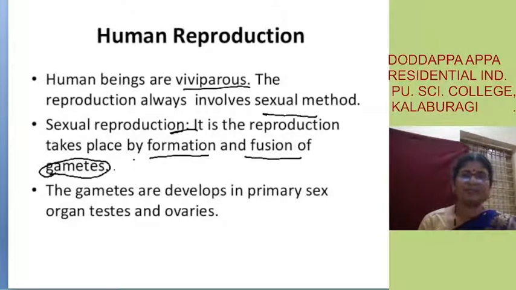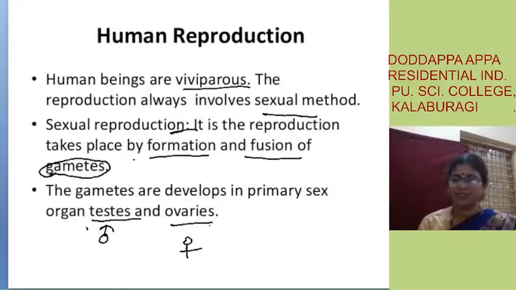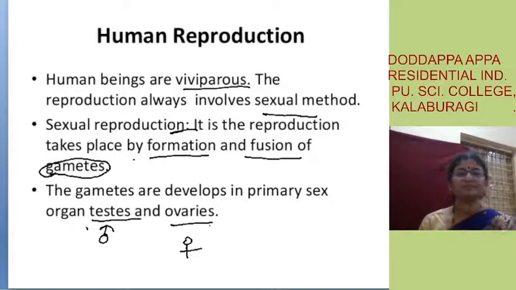They develop in primary sex organs like testes in the male. In the male, it is testis. How do you indicate male? With the arrow mark on the top. And ovaries in the female. Fine. So in these primary reproductive structures, gametes are formed. So what you have to know: human beings are viviparous, they reproduce sexually, especially by forming gametes, and gametes are formed in primary sex organs, or you can say gonads, like testis and ovary.